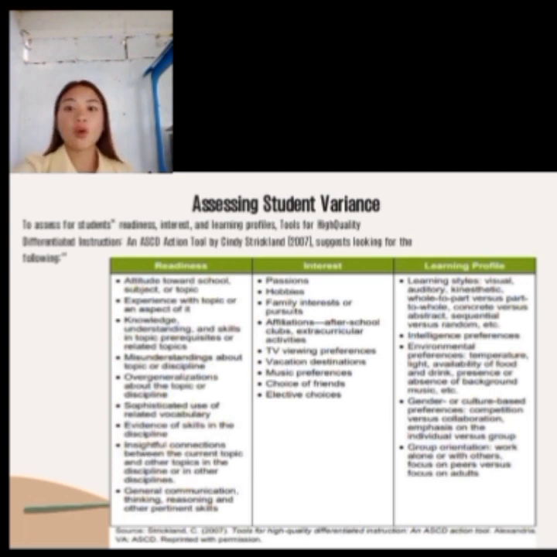So we already know what differentiated instruction is and how to use it in a class. And now let's look at assessing student variance. We can assess students according to their variance, so we can identify them by their readiness, interest to learn, and learning profile. Readiness is the attitude towards a school subject or a topic.